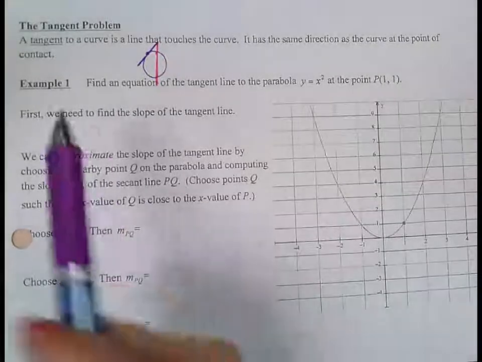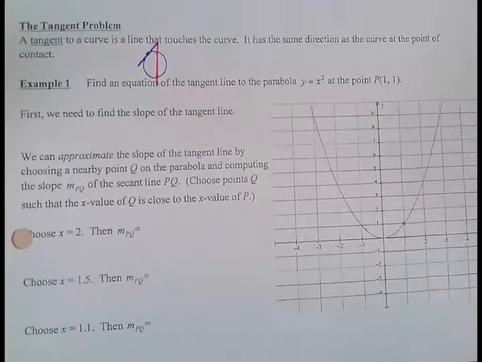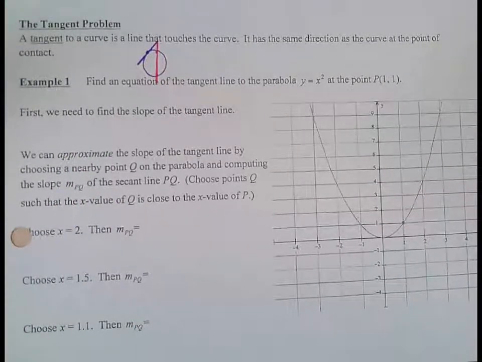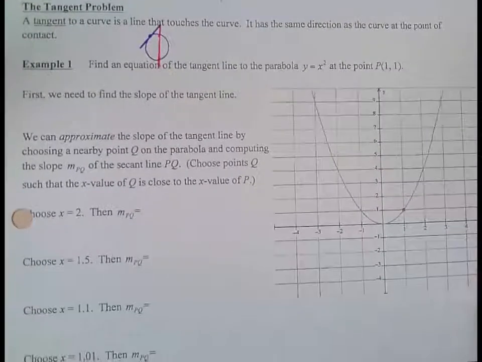So I do have that definition. A tangent to a curve is a line that touches the curve. Another way we describe the tangent line, it is going to have the same direction as the curve at the point of contact. So it's a way to show the direction of the curve at that point. So we're going to start off right away with an example. Find an equation of the tangent line to the parabola y equals x squared at the point P, which has coordinates (1, 1).